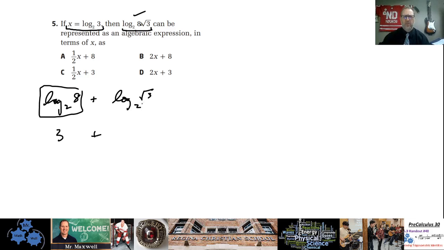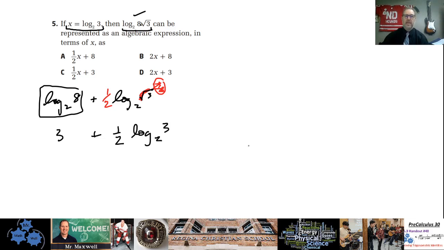Now, what can I do over here? Got some other properties in mind? Yep. This root could be a power of 1/2. Okay, that's great. Oh, this 1/2 could also be a coefficient now. Oh, nice. So guess what? We have this 1/2 log of 3 base 2.